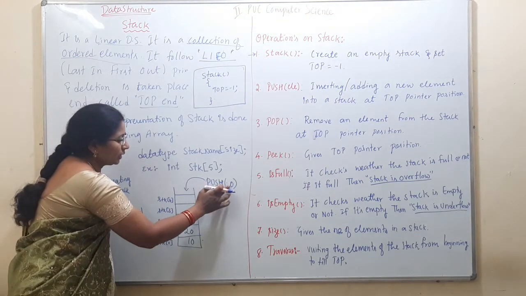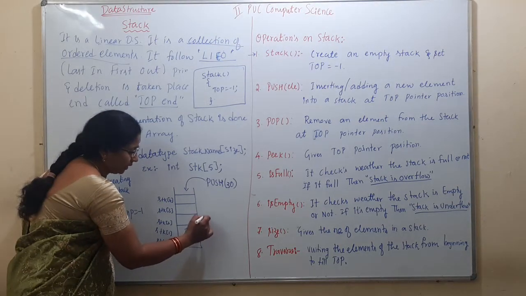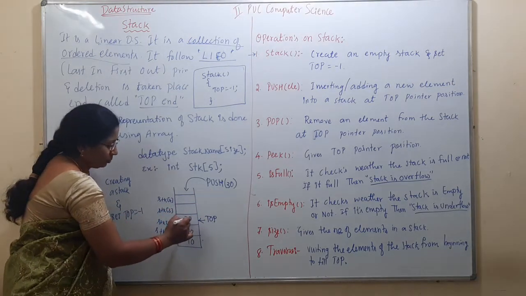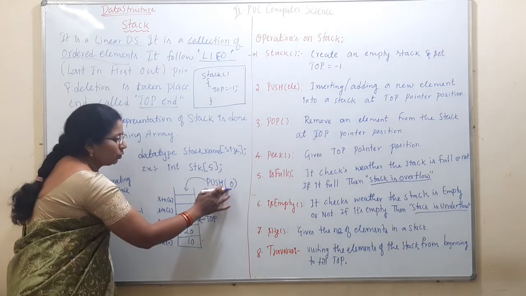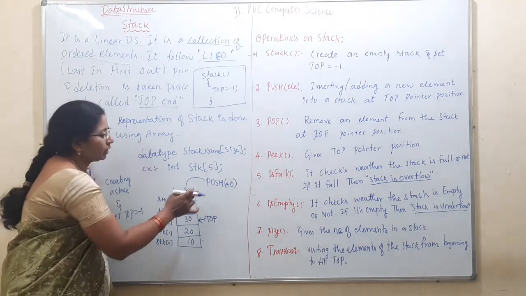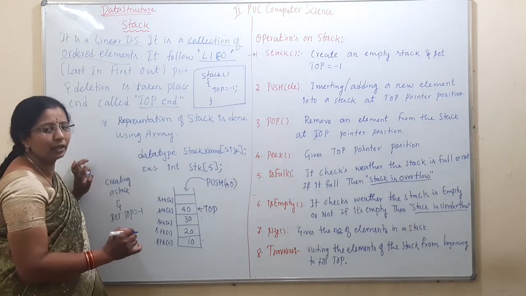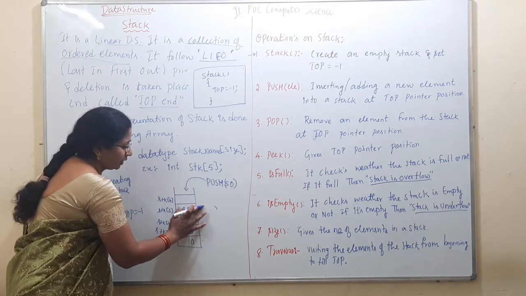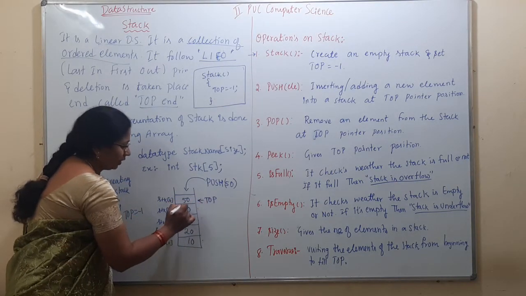If you want to insert the next element, the top pointer gets incremented by 1 and points to that position, and your element is inserted. It will point there until you try to insert a new element. If you try to insert a new element, it gets incremented, accepts the value and stores it in that position. If you want to insert one more, the top pointer is pointing here, and 50 will be inserted.